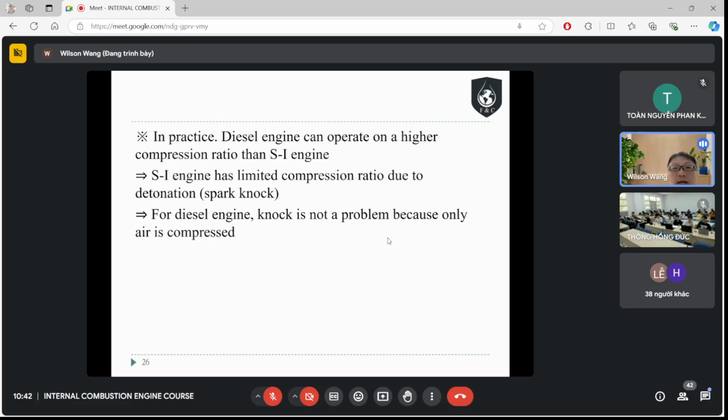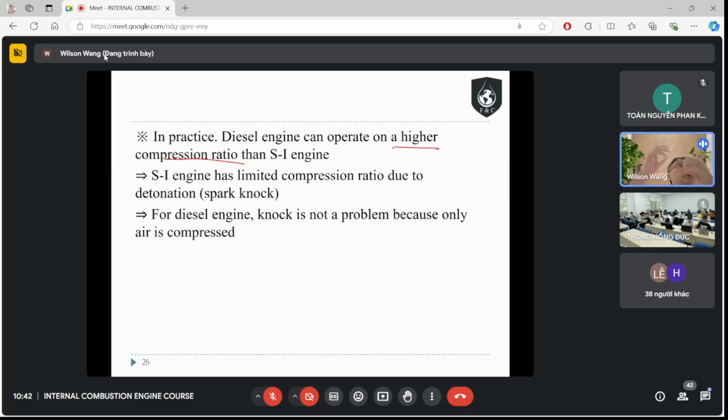Combustion waves will hit other combustion waves, which we call engine knock. So once you have too high a compression ratio, the gasoline fuel might auto ignite, or ignite by itself. Some part of it might burn by itself, which will cause the engine knock. So the SI engine, the gasoline engine, cannot operate at too high a compression ratio.